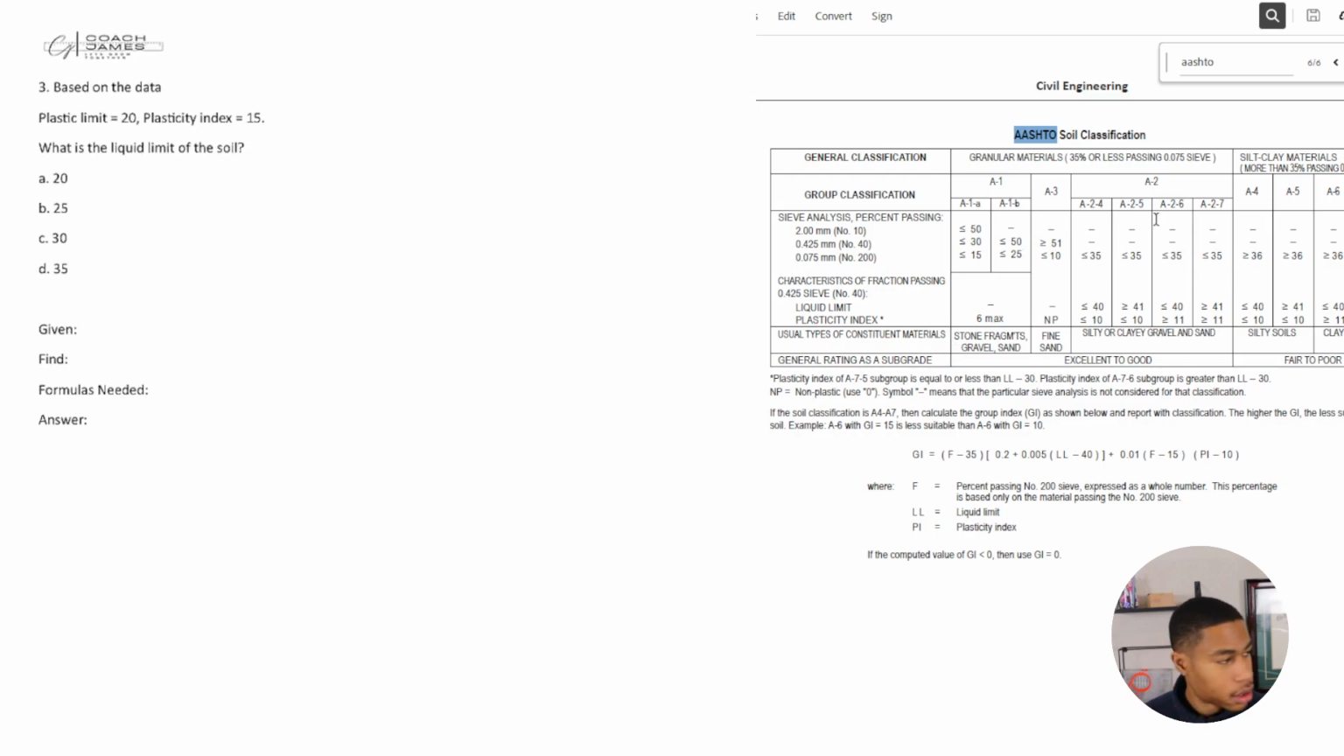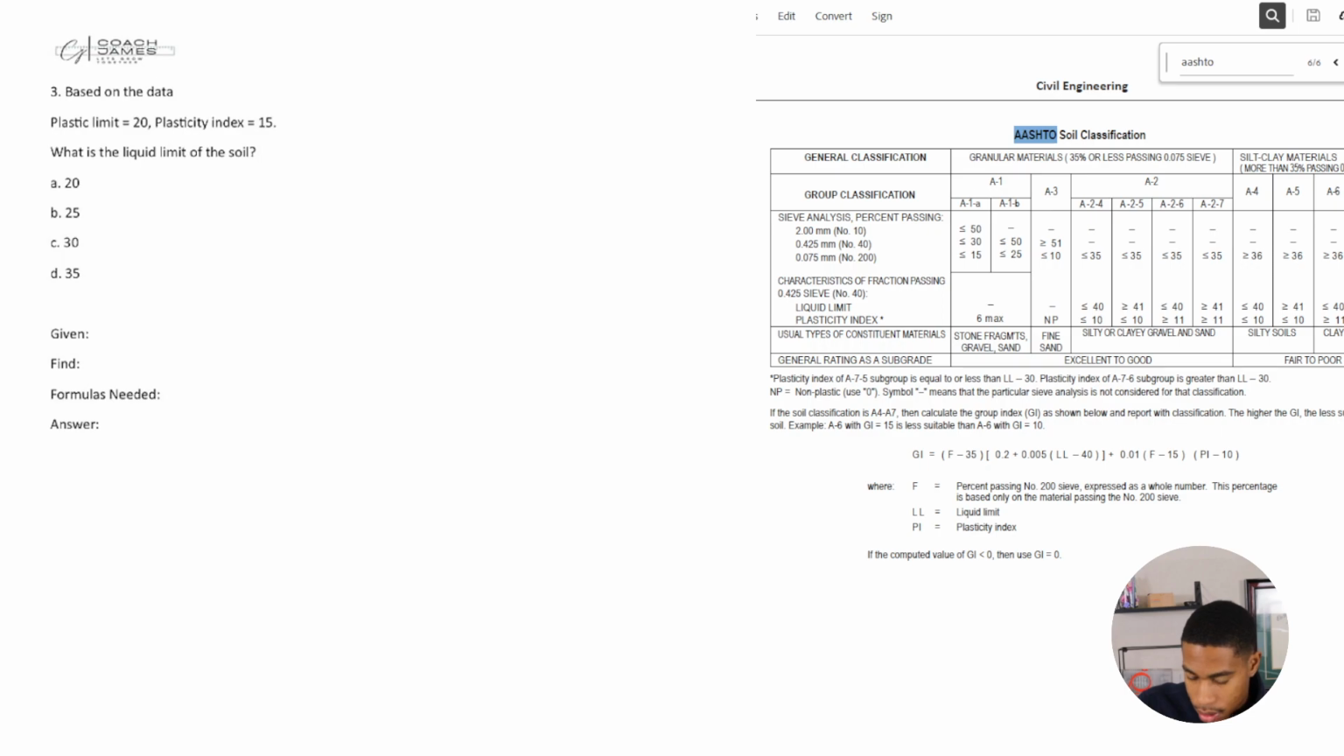All right, let's look at number 3. This one says, what is the liquid limit of the soil? So I'm given that I have a plastic limit of 20 and a plasticity index of 15. I'm just going to call them PL and PI for plasticity index. I'm looking to find my liquid limit.